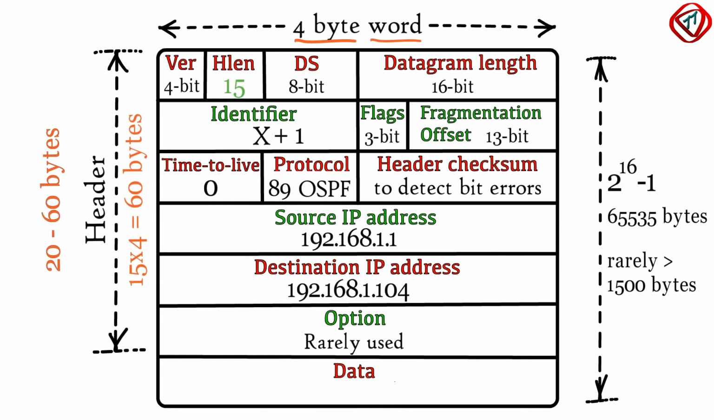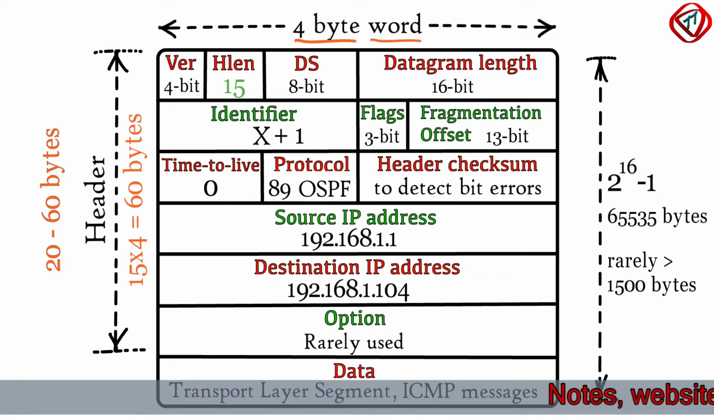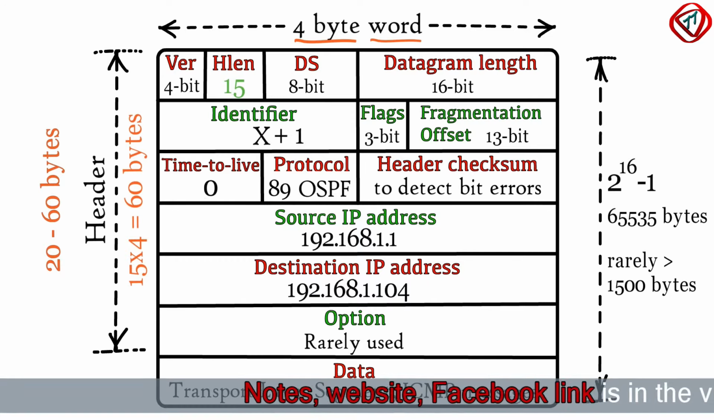Data or payload contains the segment of the transport layer, which has to be delivered to the destination. It can carry other types of data as well, for example, ICMP messages. This completes the IPv4 datagram format.